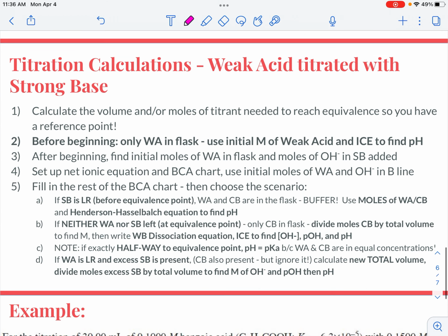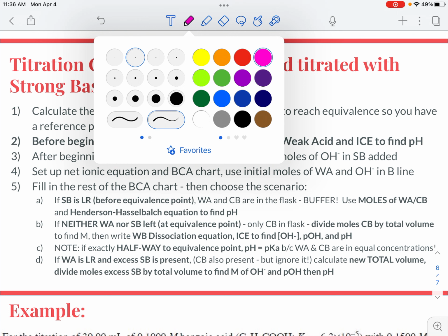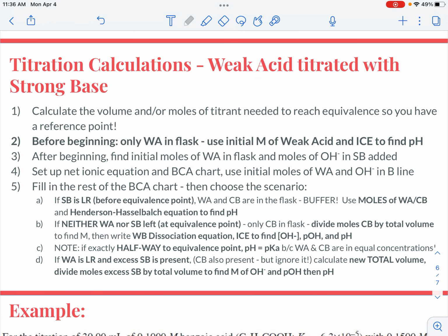All right, let's do some calculations. So I want to titrate with you a weak acid titrated with a strong base.